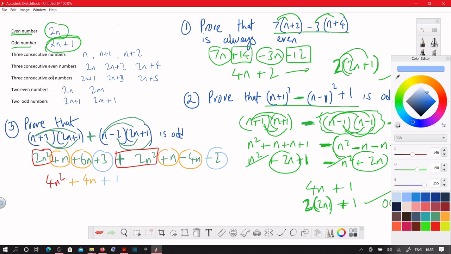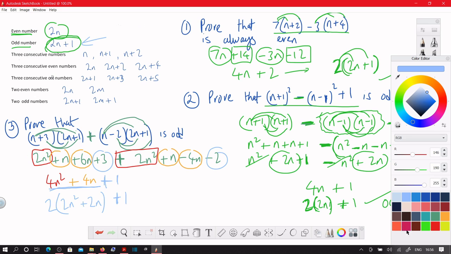Now what I'm going to do is I'm going to try and make it look something like this. Something like that. So if I look at this bit over here, I'm just going to factor out the 2. This is not going to be a full factorization, just a partial factorization. So just factor out the 2. 2 times something will be 4n squared. That'll be 2n squared. 2 times something will be 4n. That'll just be 2n. And don't forget, you got the plus 1 at the end.